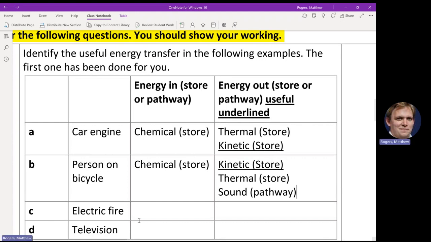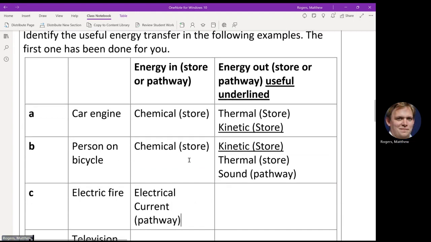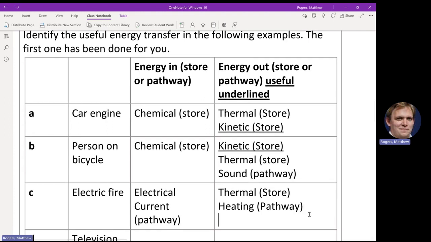For an electrical fire, the energy input to it is going to be some electrical current. We know that's one of our energy pathways, and then the energy output from it. So the useful form here might be thermal, which is an energy store. We might also have some heating, which is a pathway. So an interesting question here might be, well, what's the difference between those two?